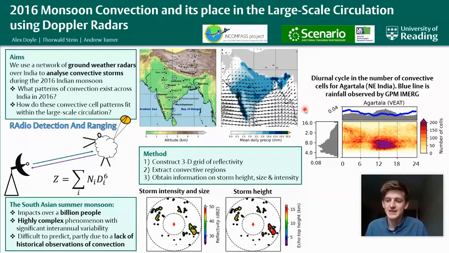So then if we take these convective cells over the entire season for a particular radar site, such as Agartala in northeastern India, and we take these convective cells for each half-hour period local time, then we can see that there's a maximum in the number of convective cells in the early afternoon over Agartala. And interestingly, there are more deeper cells over the nighttime period, even though there are fewer cells overall. But these deeper cells do seem to contribute more in the way of rainfall, as observed by GPM IMERG rainfall, shown by this blue line.